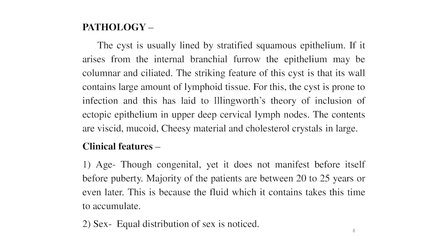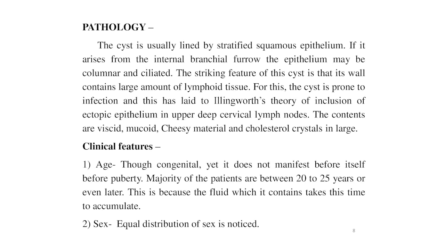Now the pathology of the branchial cyst. The cyst is usually lined by stratified squamous epithelium. If it arises from the internal branchial furrow, the epithelium may be columnar or ciliated. The striking feature of this cyst is that its wall contains a large amount of lymphoid tissue. For this reason, the cyst is prone to infection, and this has led to Illingworth's theory of inclusion of the ectopic epithelium in upper deep cervical lymph nodes. The content is viscid, mucoid material, and cholesterol crystals are present in large numbers.